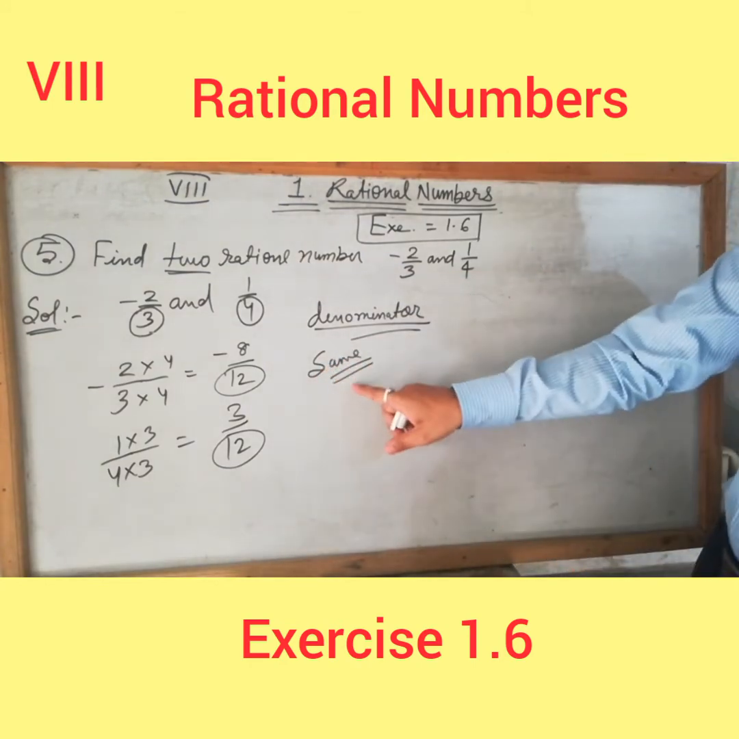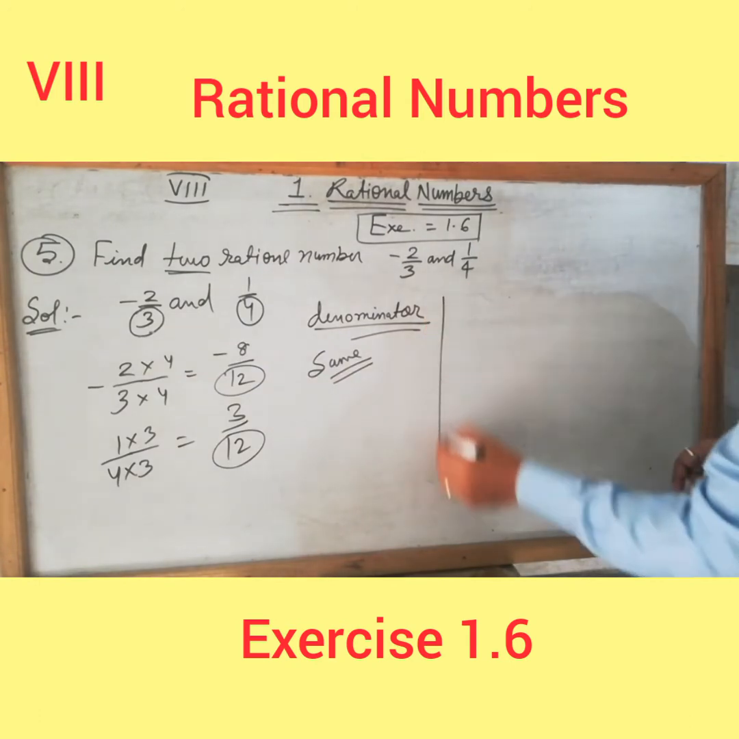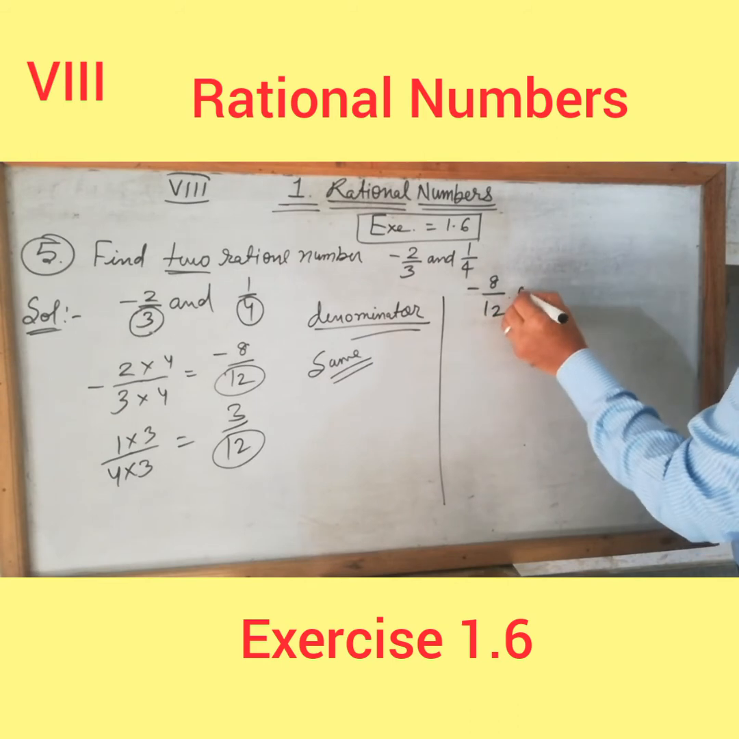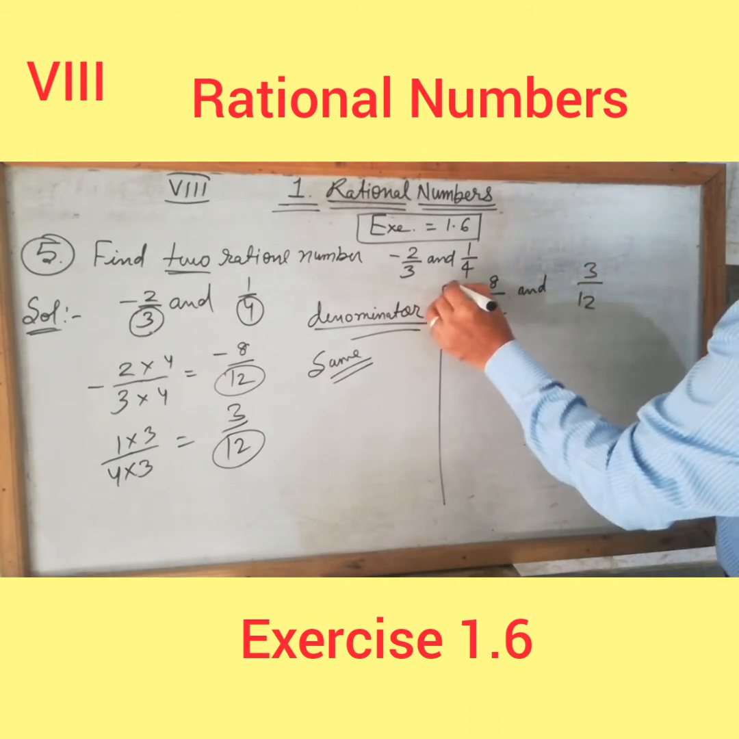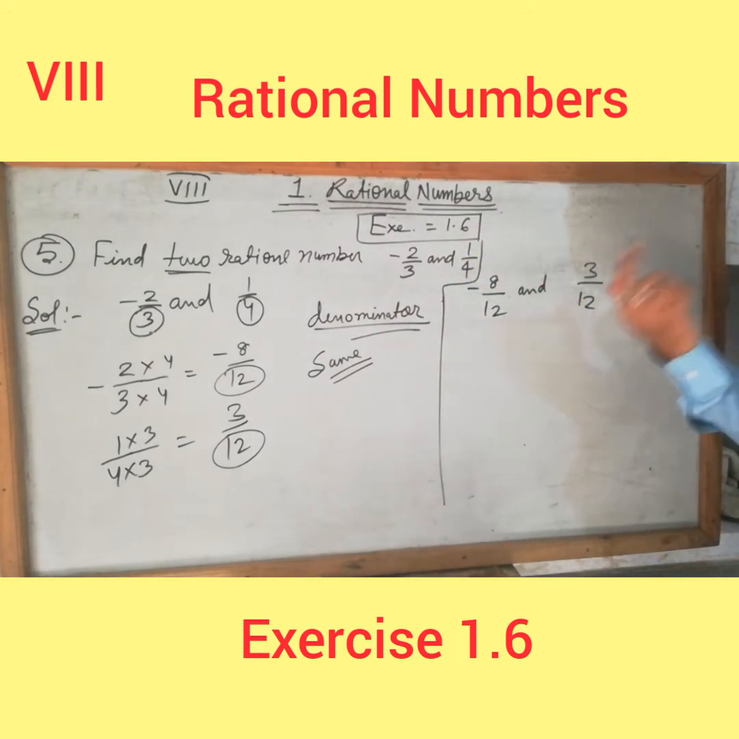Okay. We will make the denominator the same. Now your numbers become minus 8 upon 12 and 3 upon 12. Okay. And in exercise 1.1, you have learned the representation of exact numbers on the number line.